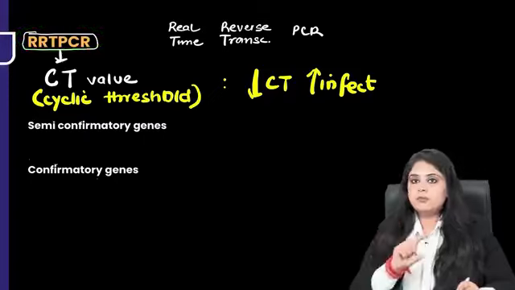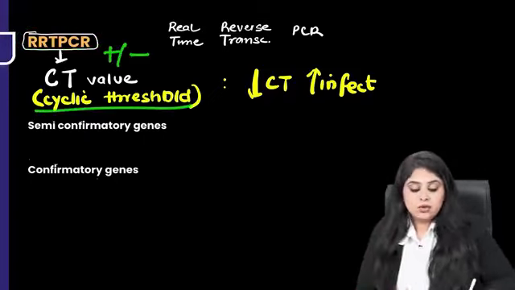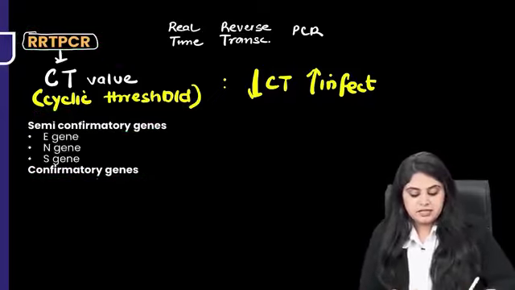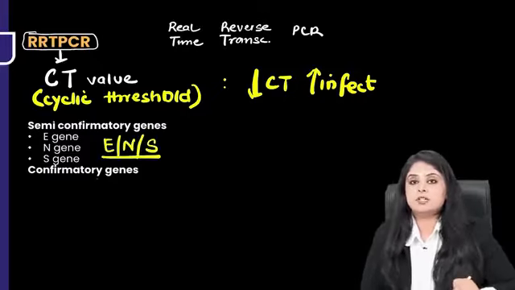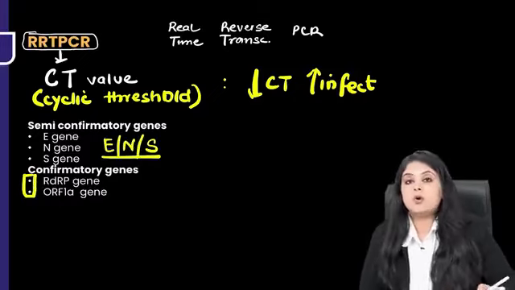the RT-PCR report said positive or negative. Then they gave you a cycle threshold. Then they also told you what genes were tested. The genes that were E, N, and S, the E gene, N gene, and S gene, these are semi-confirmatory genes, whereas the confirmatory genes were RdRp and ORF1.